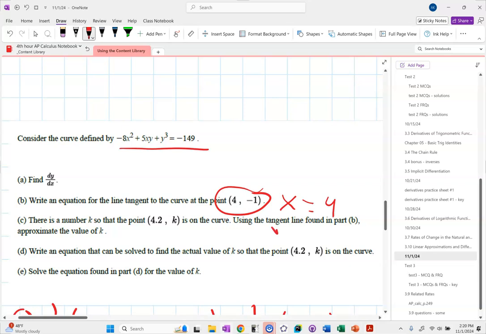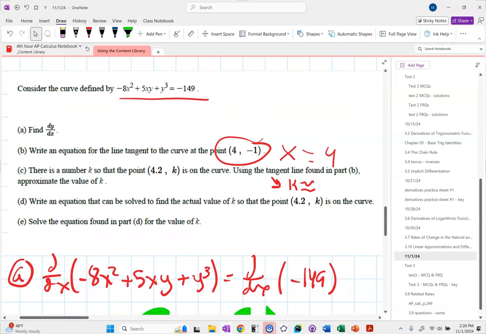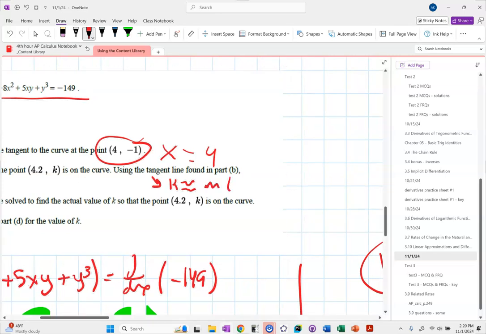So let's do this to start, right? So how would I do that? I just do that, right? K should be approximately plugging 4.2 into my tangent line equation from part B. Everybody's okay with that? Yes, John? Sure.